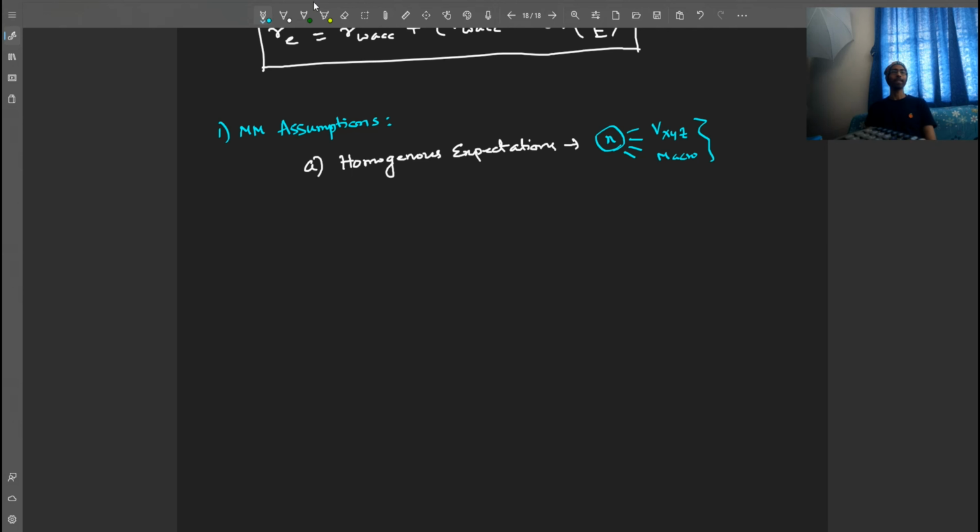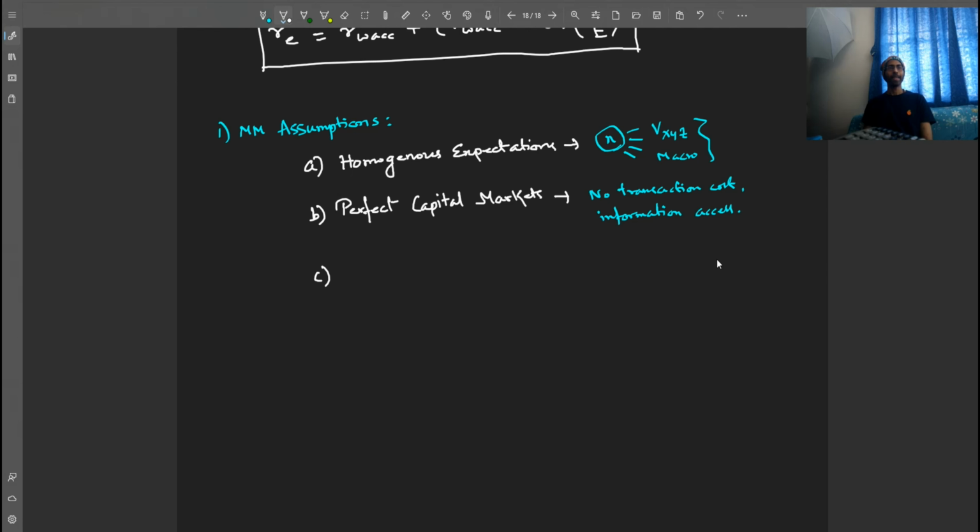This is homogeneous expectation. The second is perfect capital markets. What does this mean? This means that there are no transaction costs and there is no information gap between investor to investor. All investors know the same things. The third is that cost of borrowing is equal to the risk-free rate. What do we mean by this? Investors can borrow at risk-free rates.